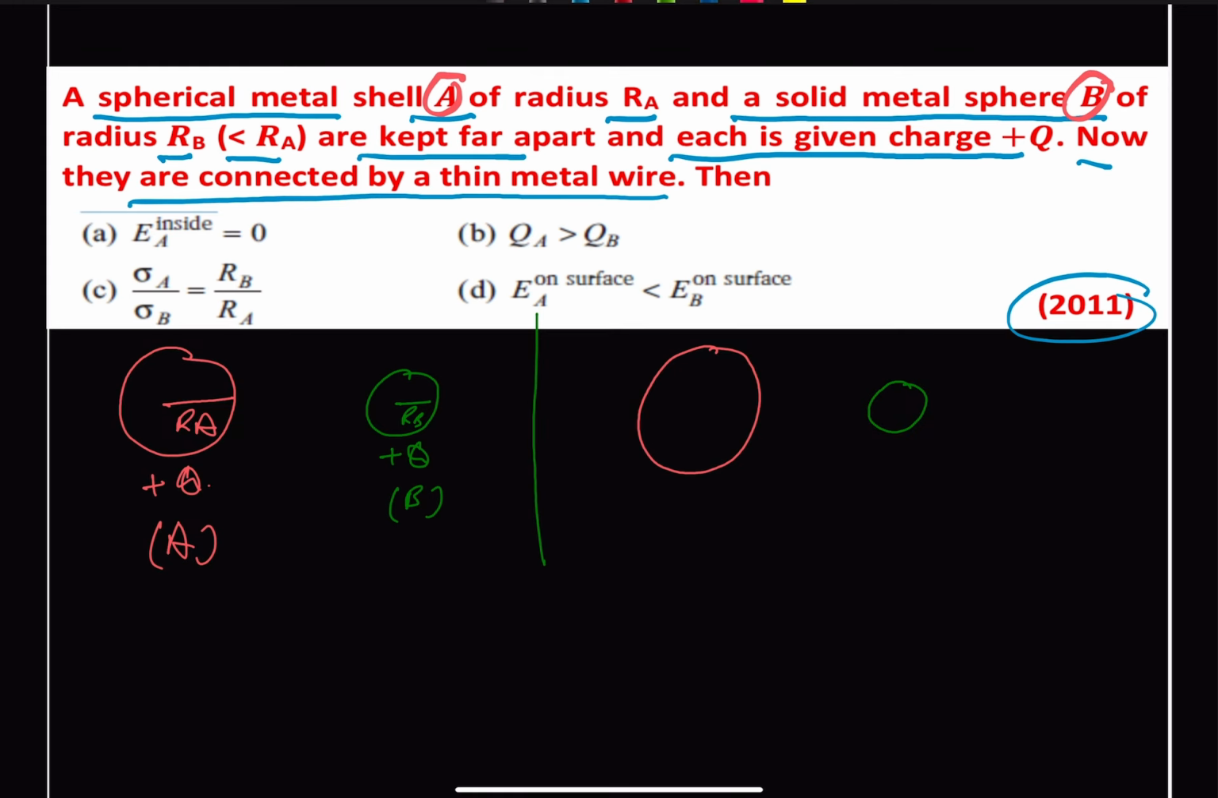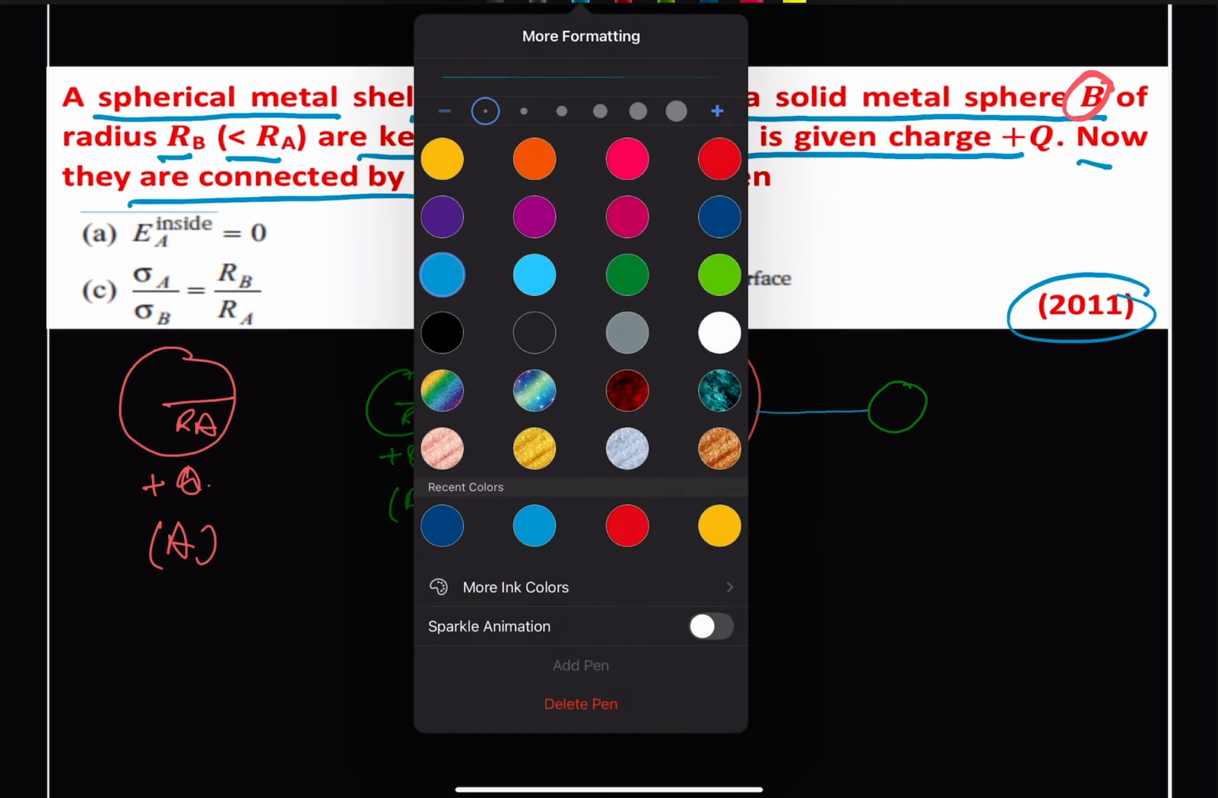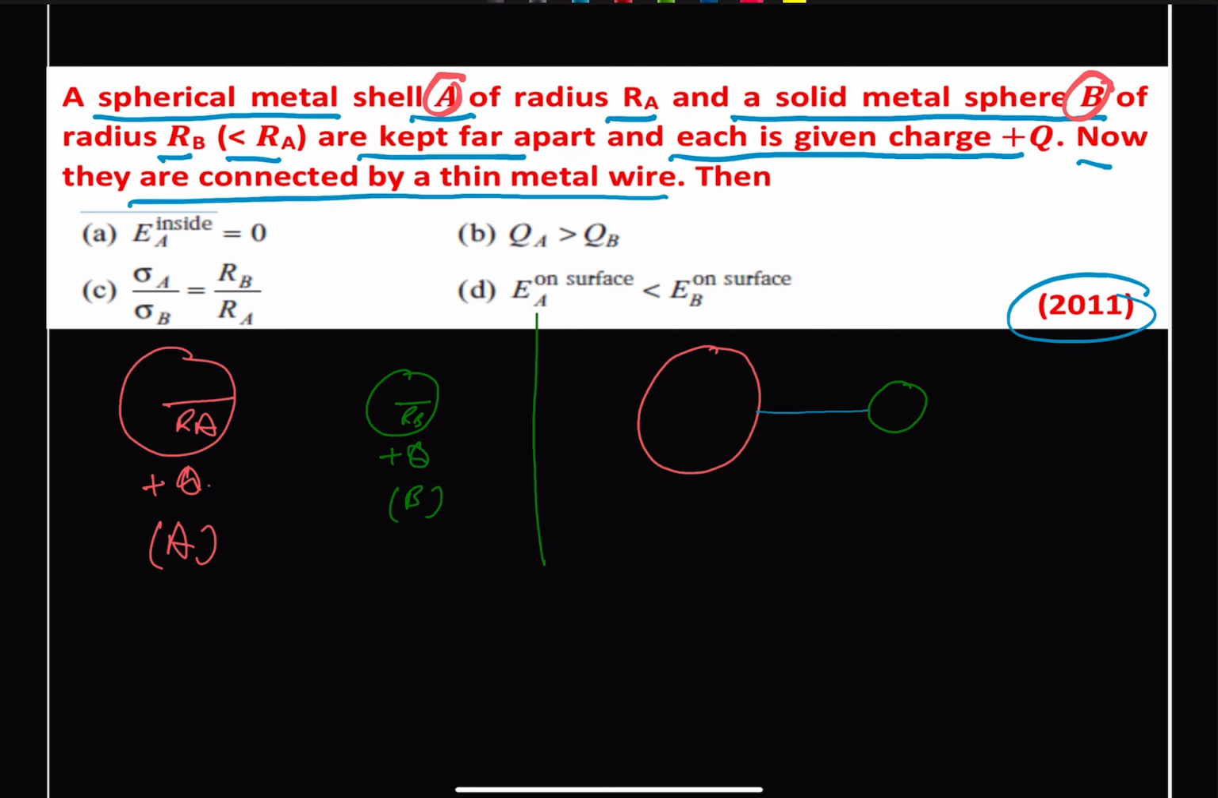So they are connected with a thin wire, and this is our A and this is our B. As soon as they are connected with a thin wire, the charge is going to redistribute itself such that they have the same potential, or we can say the same electric potential.